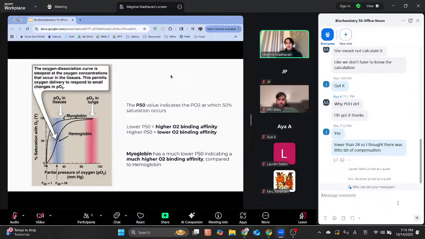Myoglobin has a much lower P50, which means it has a higher oxygen binding affinity. That means it's really hard for it to let go. And so it tends to stick to the myoglobin really well, which is why it's a good storage molecule.